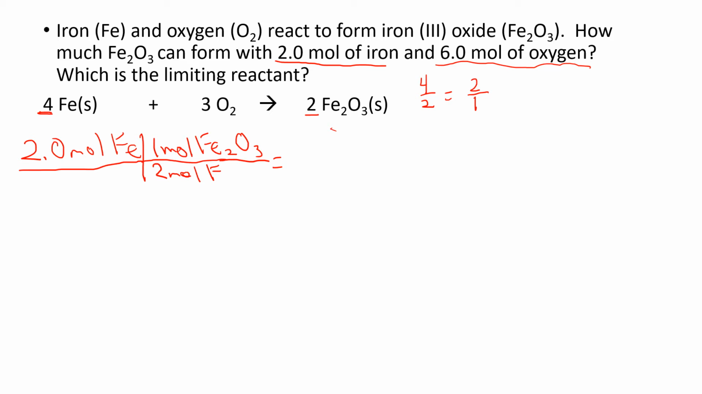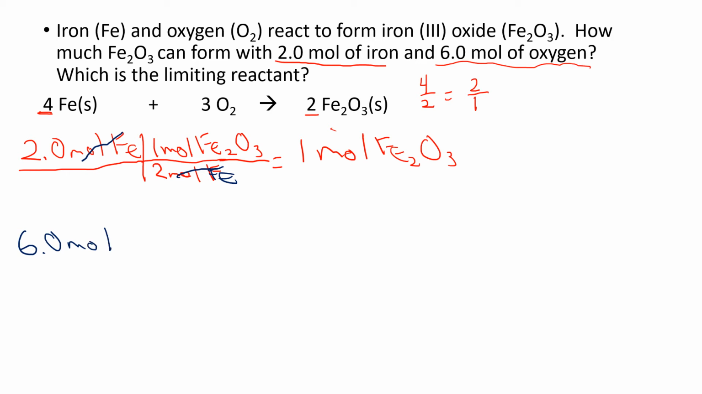We don't have to worry about oxygen right now because right now we're looking at the ratio between iron and iron oxide. So quite simply, when we multiply and divide everything across, we find out that 2 moles of iron can give us 1 mole of iron 3 oxide. Now, keep in mind, we can cancel out everything. Our 2 moles of iron cancel, and we end up with the units that we're looking for. Now let's do the same thing, but for our oxygen.